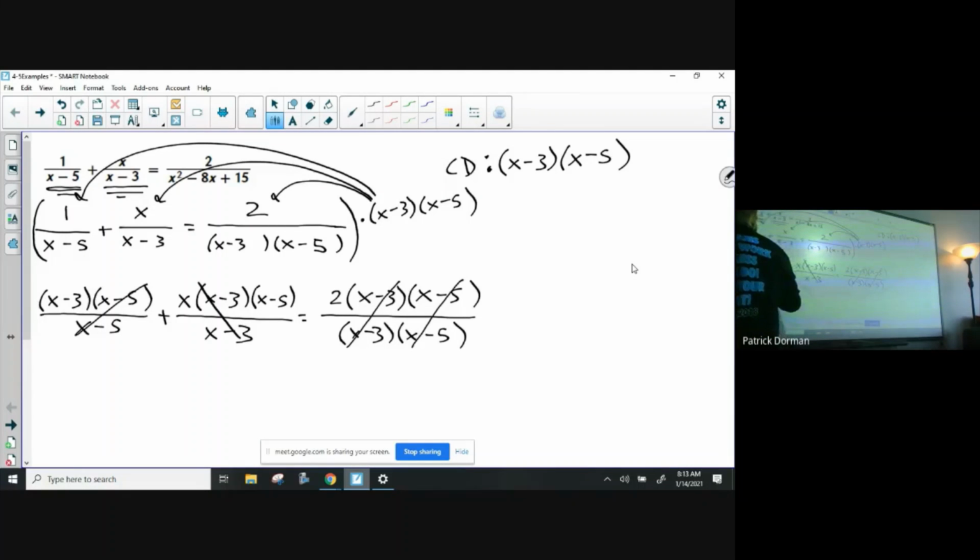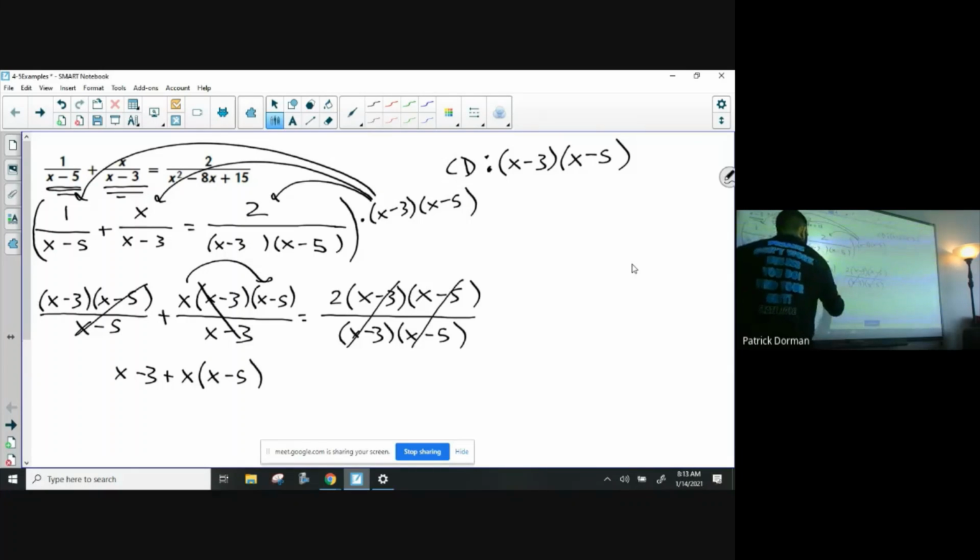We'll drop down everything that we have left. We have an x minus 3 from the first term. And then in the second term, we have x times, we still have this stuff here though, right? So we have x times x minus 5 here. And then this one's just going to be 2. Look at that. That just became so much easier. And the trick is multiplying through by the common denominator. That's how you make these things easier.